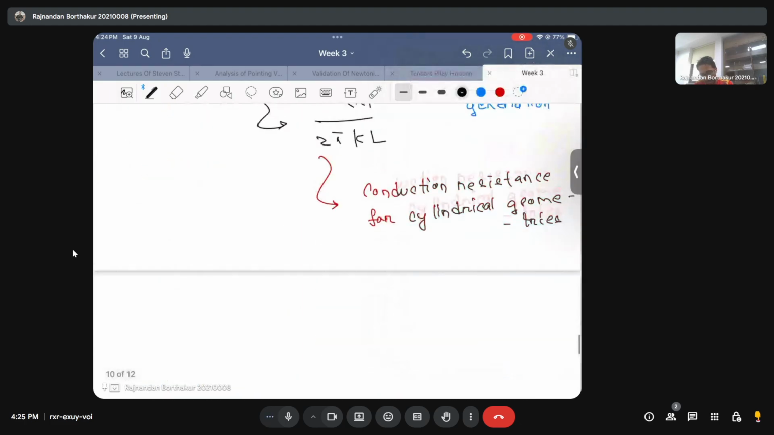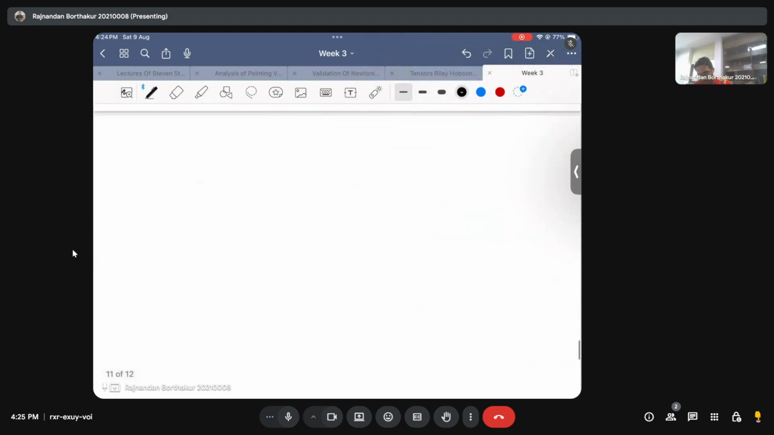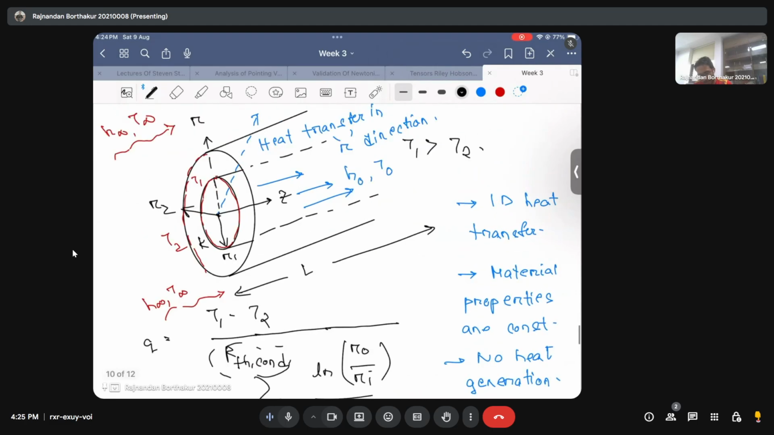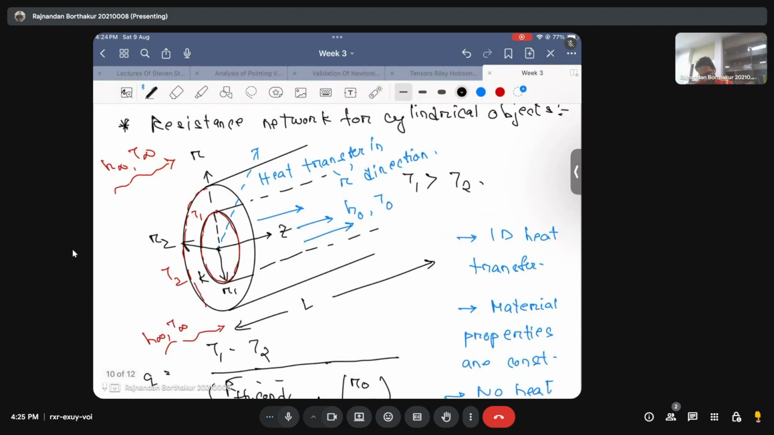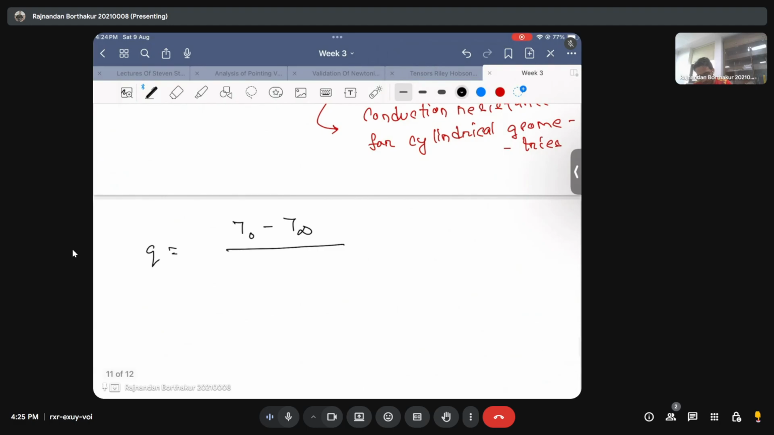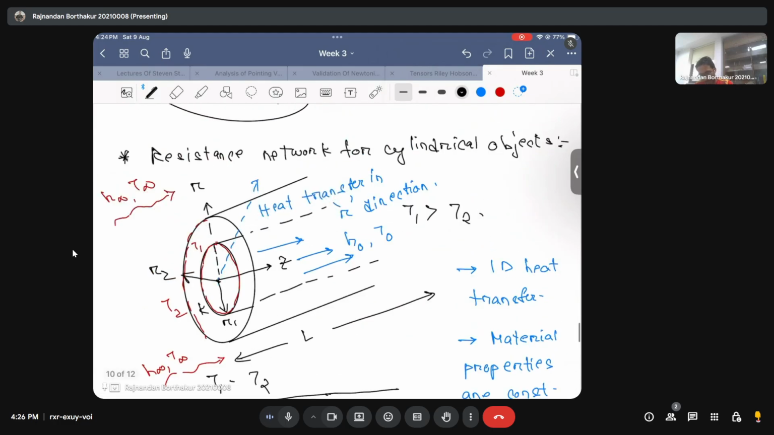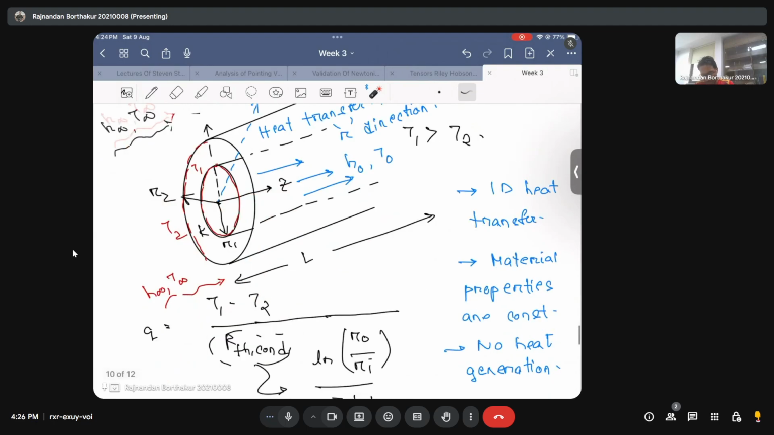I hope you can now realize that there will be two extra resistances that come into the picture in terms of convection resistance, and that Q is now going to be T0 minus T infinity, that is the extreme temperature nodes, divided by the resistance. The first resistance is going to be 1 by H0 times A0, where A0 is the area of this surface.